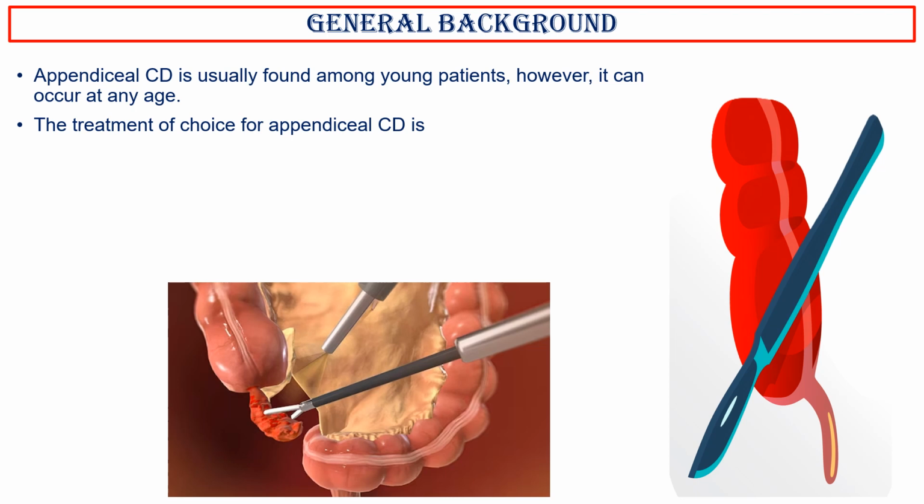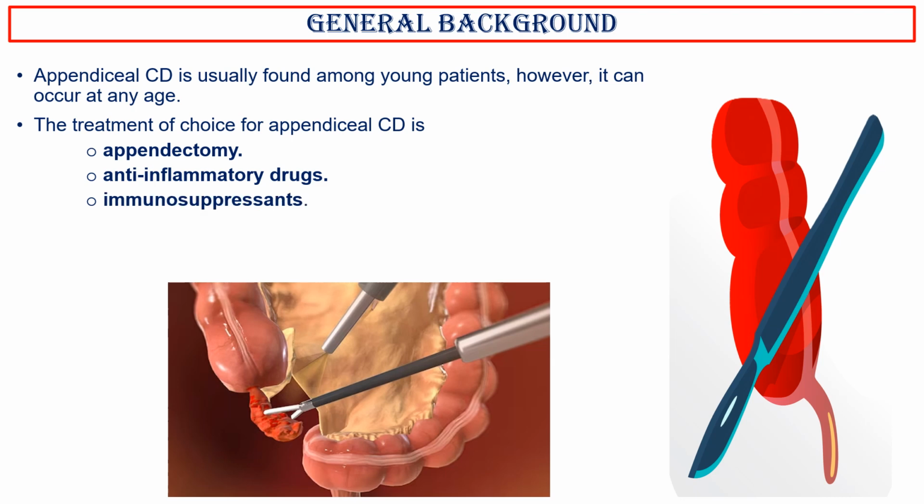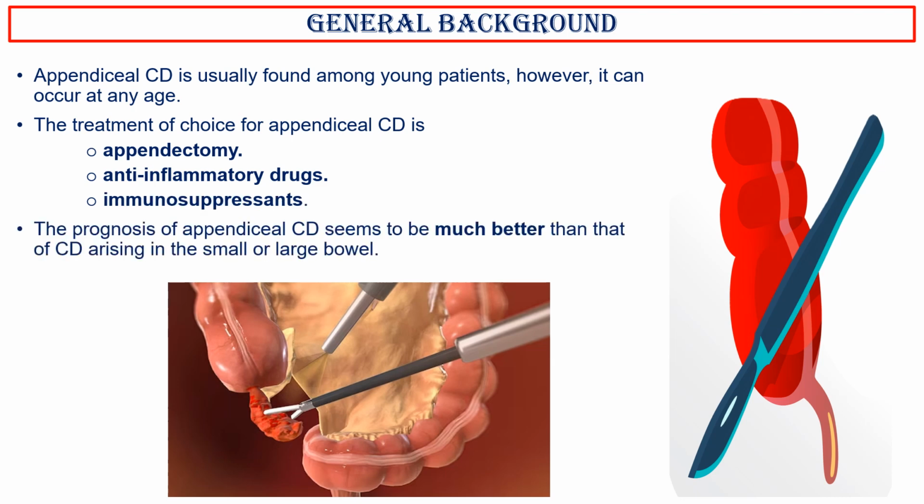The treatment of choice for appendiceal Crohn's disease is appendectomy, anti-inflammatory drugs, and immunosuppressants. The prognosis of appendiceal Crohn's disease seems to be much better than that of Crohn's disease arising in the small or large bowel.